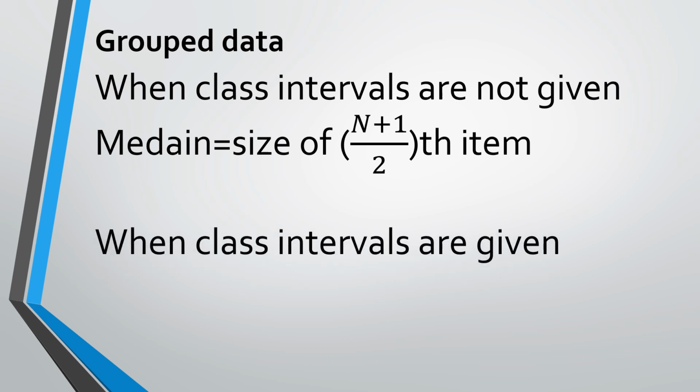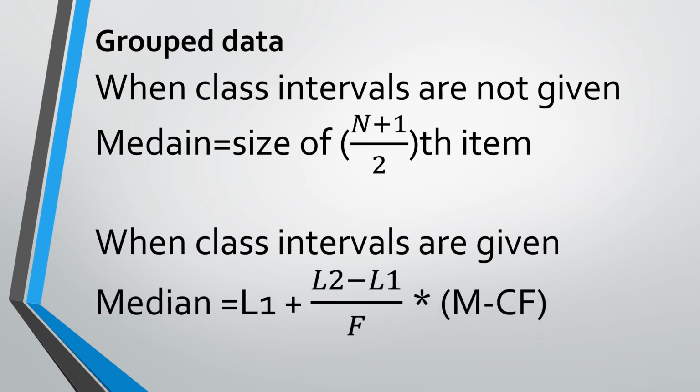When class intervals are given, it is in case of a continuous series, median is equal to L1 plus (L2 minus L1) divided by F into (M minus CF), where L1 is the lower limit of the median class and L2 is the upper limit of the median class. F is the frequency of the median class. M is equal to N by 2, where N is the summation of frequency, and CF is the cumulative frequency.